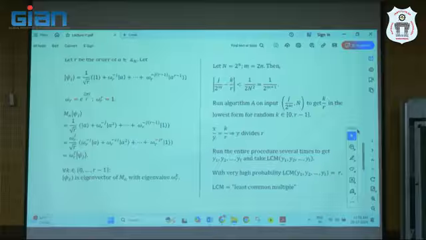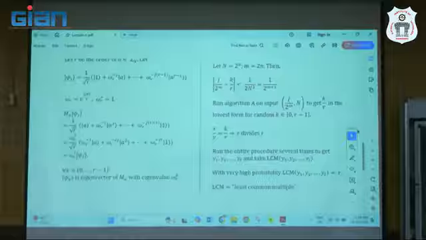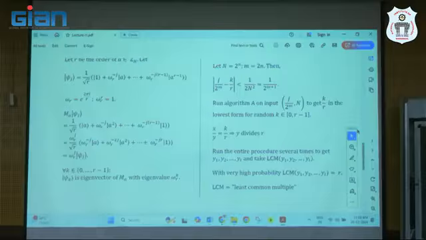Each time we are getting a y which divides r. Correct? Take its LCM. That will also divide r. Correct? If each y divides r, their LCM will divide r. Now, what will happen? We will argue later on. With very high probability, their LCM is actually equal to r.